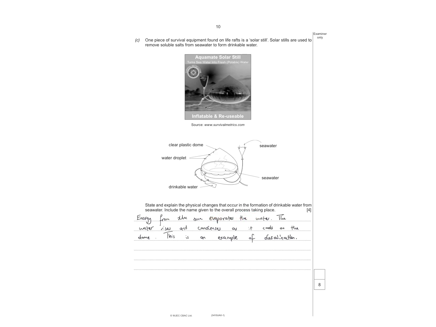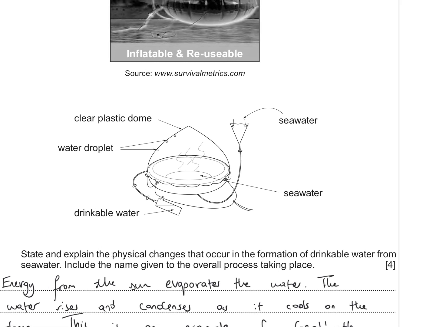So if we have a look at our diagram, we pour seawater into our basin. We've got this here, which signifies a gas being produced. So the water is evaporating. It hits the plastic dome, and then rather than falling back in with the seawater, it trickles down the side when it condenses on that cold plastic dome to give us drinkable water.